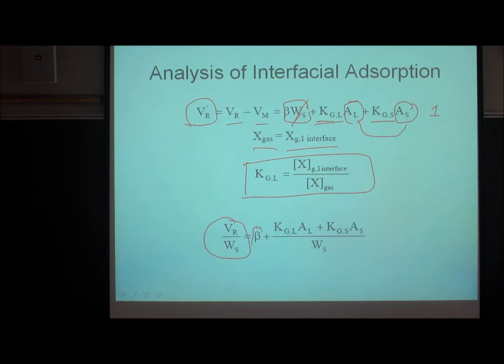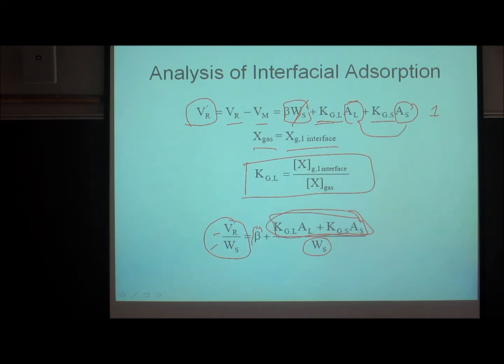And then we get the interfacial adsorption contributions divided by WS. Now, if there's no interfacial adsorption, and you make a plot of the adjusted retention volume divided by the weight of stationary phase versus 1 over the weight of stationary phase, and there's no interfacial adsorption, all you have on the right-hand side is beta. So if you make a plot, the slope of the plot is going to be 0, because you've said the numerator here is 0. All you've got is the partitioning process.